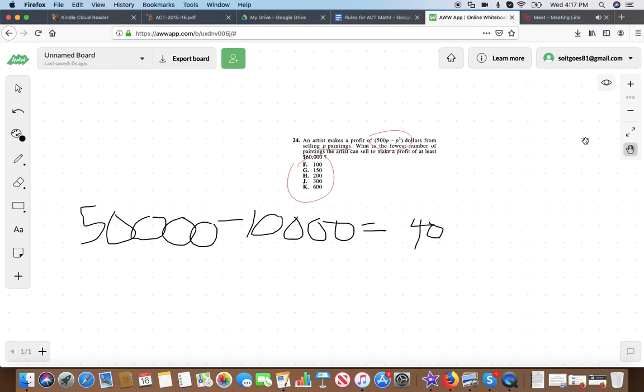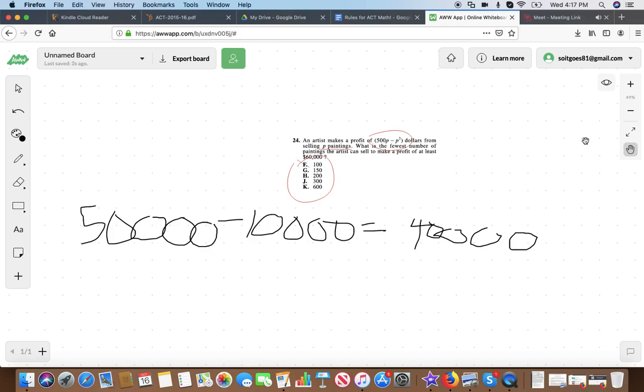And the nice thing too, about the test, every single question you can use the calculator on. I would use the calculator even on that because sometimes just keeping track of zeros is kind of a pain. So that one's only 40,000. That's 40,000, right? So we can eliminate answer choice F. Doesn't give us 60,000.